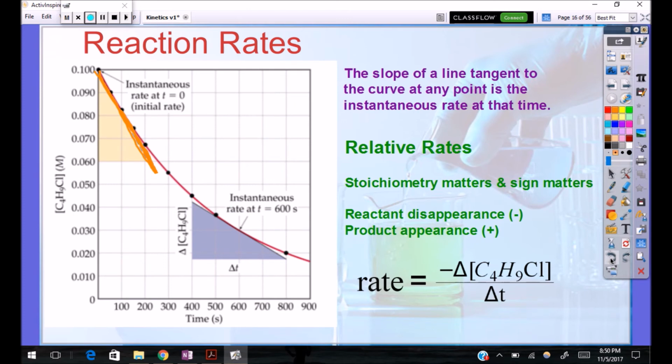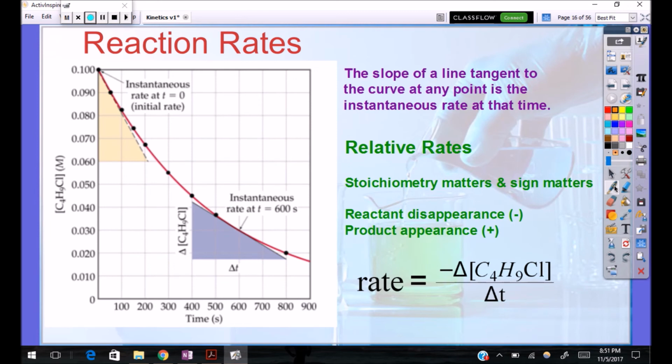There's something we'll look at with reaction mechanisms, and that will help explain why we have different rates throughout a reaction, right? We also have relative rates. So with relative rates, the stoichiometry matters and the sign matters. Since we're talking about reactant disappearance, it's typically negative because the reactant is decreasing. If we have product appearance, we're talking about a positive sign because we are making product. It's now appearing, right? It's coming into the fold.